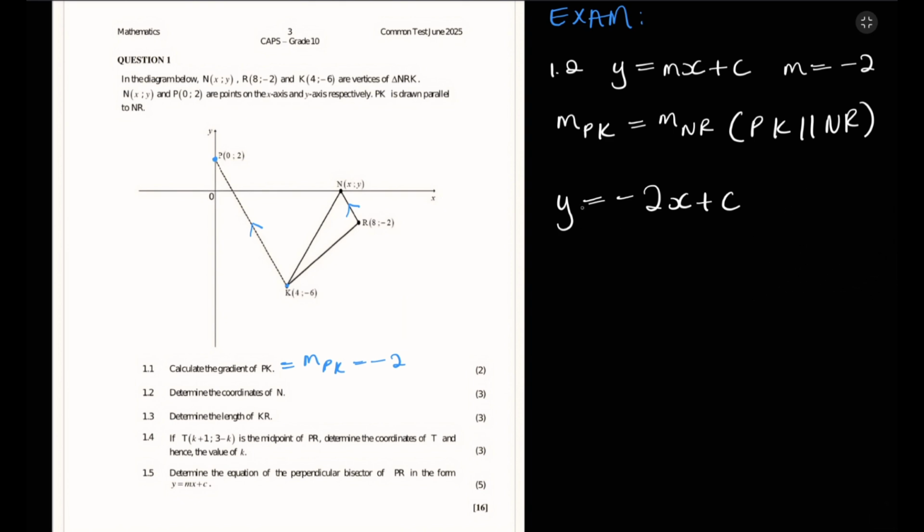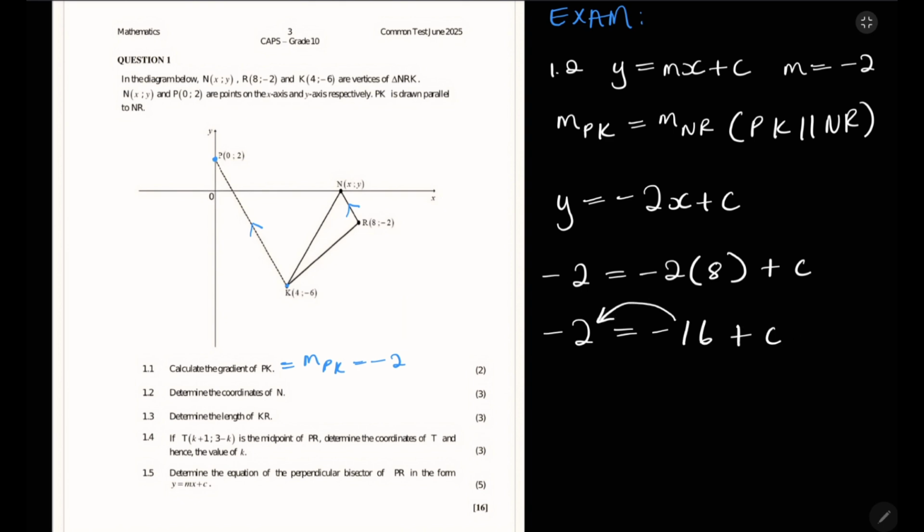So where we see y, we have to substitute our -2, so -2 is equal to -2. What is your x? It's 8, plus c. So we'll say -2 is equal to -2 times 8, which is -16, plus c. Let's take this -16 to that side. We'll have -2 plus 16 is equal to c. -2 plus 16 is 14.